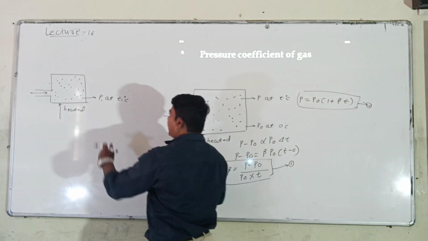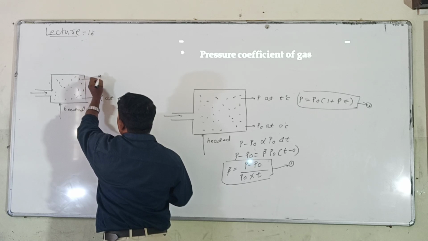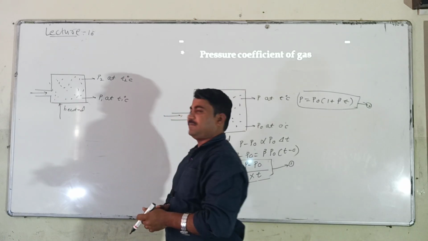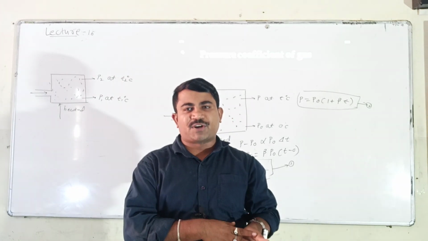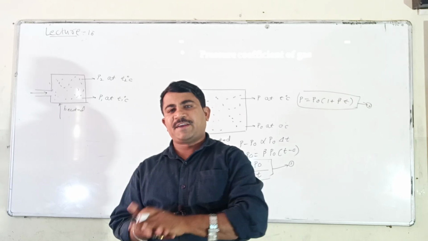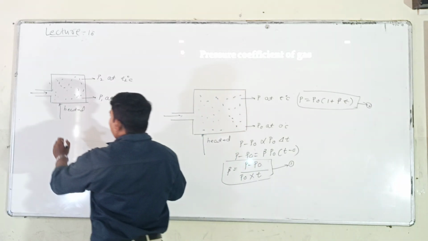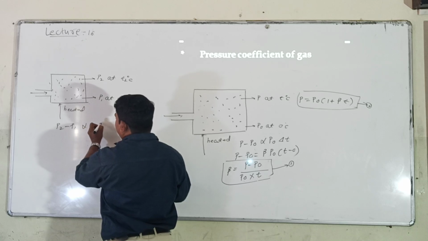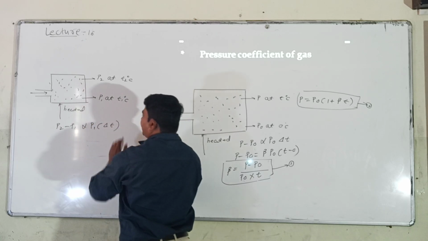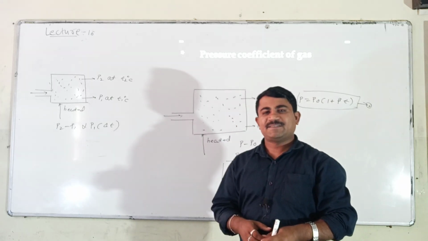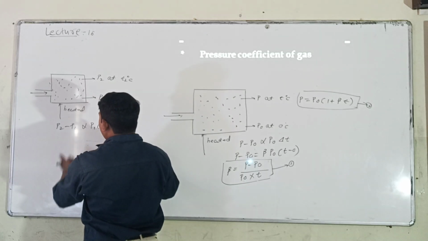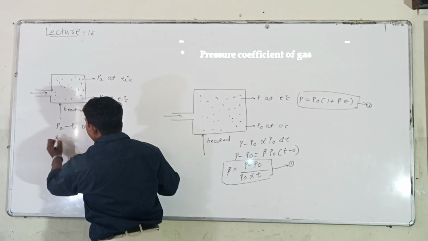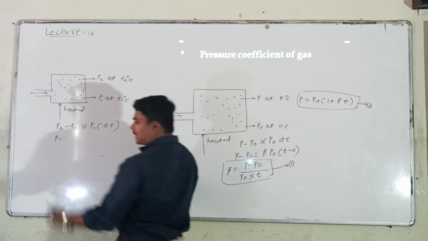Now after some time the pressure also changes. The pressure changes from P1 to P2 at a temperature T2 degree Celsius. Now again let us go for the change in pressure. Change in pressure means final pressure minus initial pressure. The change in pressure, P2 minus P1, is directly proportional to the original pressure and directly proportional to the change in temperature.